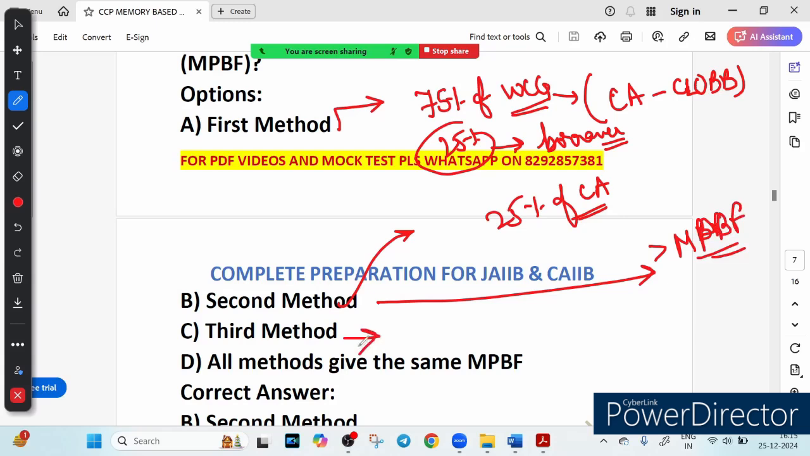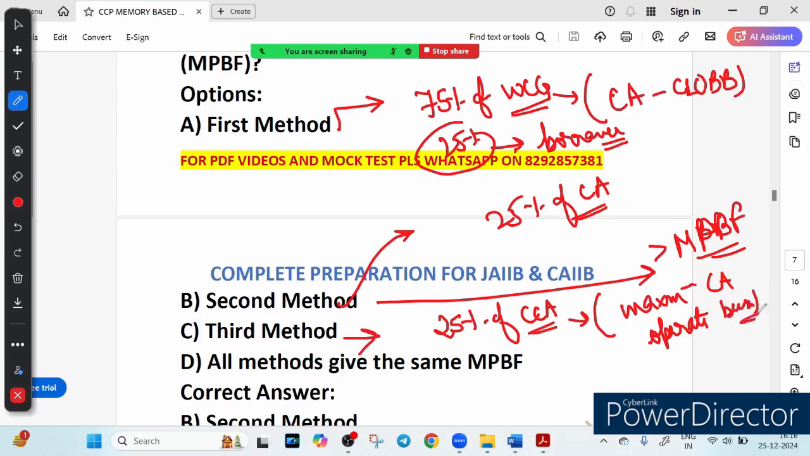If we talk about the third method, the borrower contributes 25% of the core current asset, the CCA. What is CCA? This is the maximum current asset required to operate the business. Okay, and the bank finances the remaining. This method is stricter as it focuses on core asset only. So option D says all methods give the same MPBF. This is incorrect. Now the correct answer is option number B.